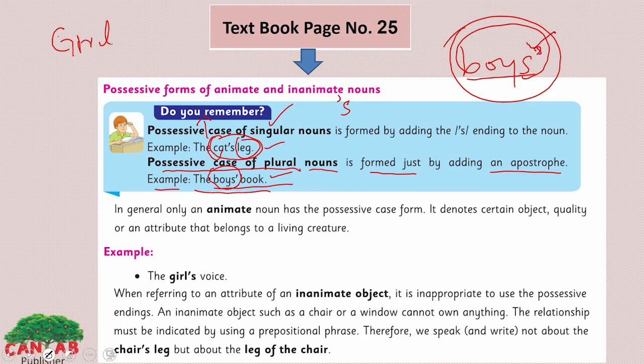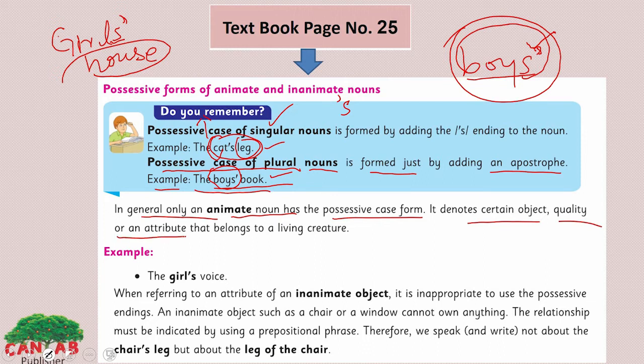Like girls' house. Here the girls are plural and ending with the letter s. So we will put just an apostrophe here, and house is a singular noun here. In general, only an animate noun has the possessive case form. It denotes a certain object, quality or attribute that belongs to a living creature. Look at the example here.